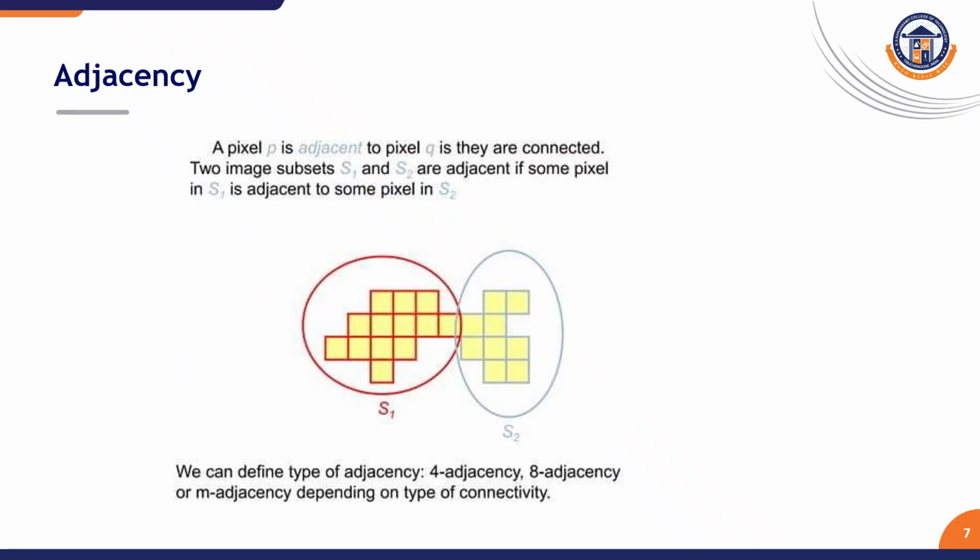So next one is adjacency. Adjacency can be represented as pixels connected within the two image subsets. So adjacent together, that is the subsets displayed here, S1 and S2. The same set of pixels can be grouped. We can define adjacency as 4 adjacency, 8 adjacency or m adjacency, depending on the type of connectivity.